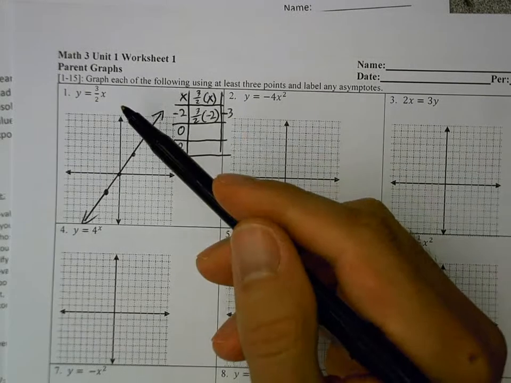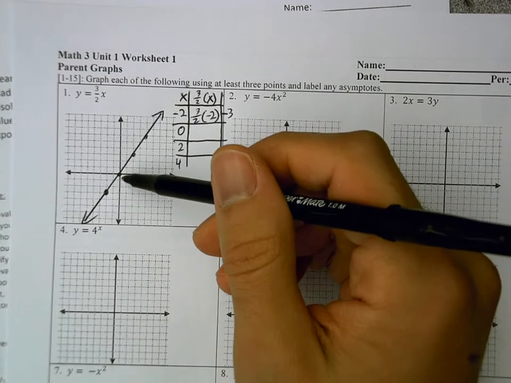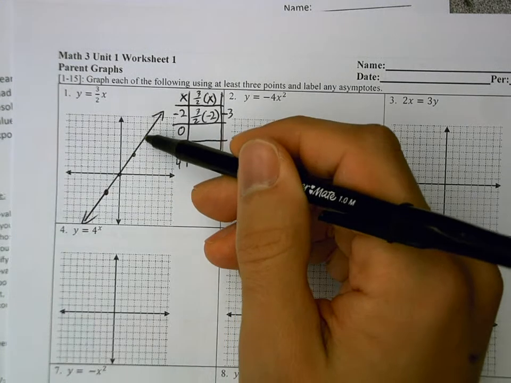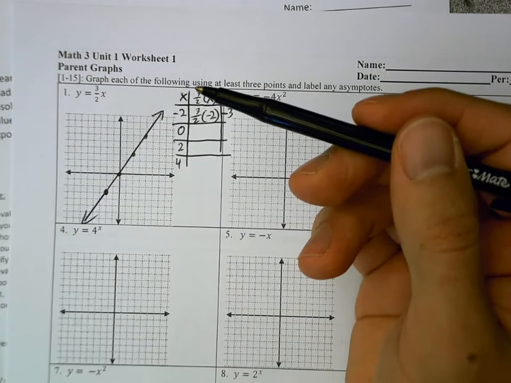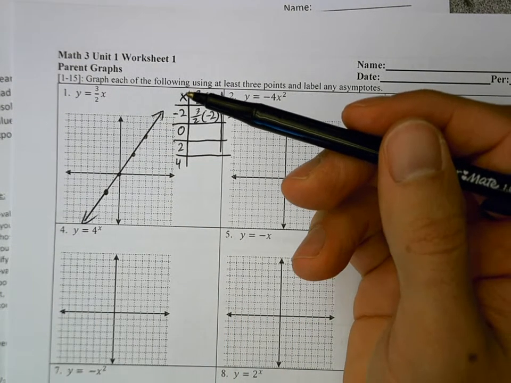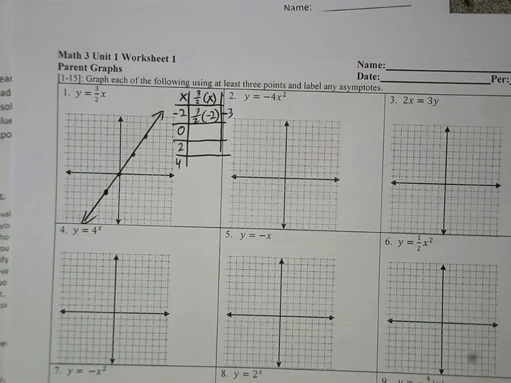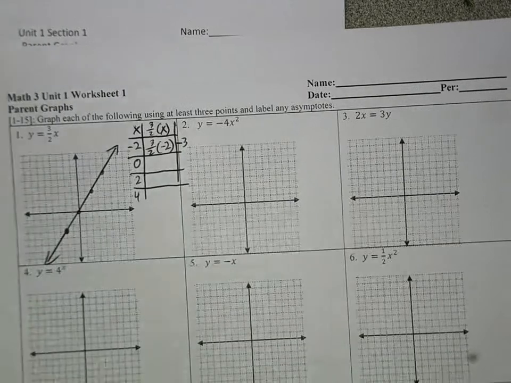But for a linear graph, once you find one point, like 0, 0, you can also use the slope and go up 3 over 2, up 3 over 2, up 3 over 2, and hit those points. Does that make sense to everybody? All right, any questions with the first one there? All right, so back to the notes then.